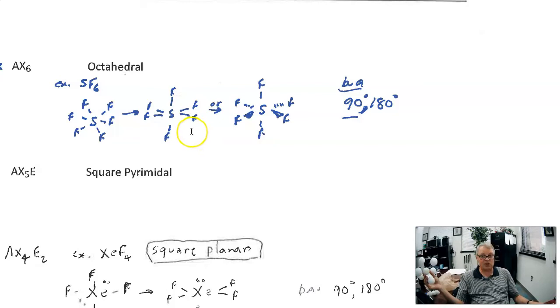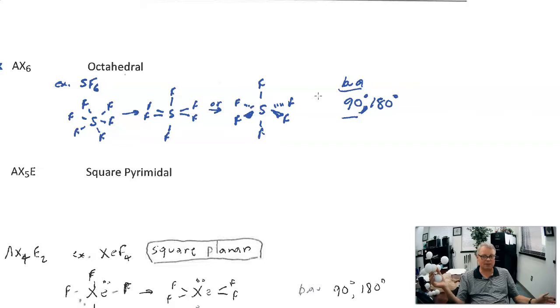If you want to do dashed line wedge, turn it as we said, where these two are coming towards you and these two are going away. Here are the three atoms in the plane, top and bottom, and the sulfur. Here are your two fluorines coming towards you. That's the wedge. And there are your two fluorines going back away from you. That's your dashed line. And that's your octahedral. Bond angles 90 and 180.